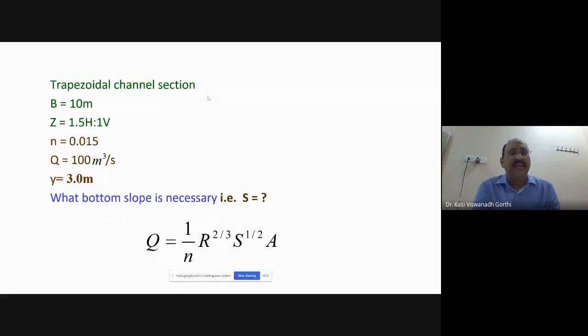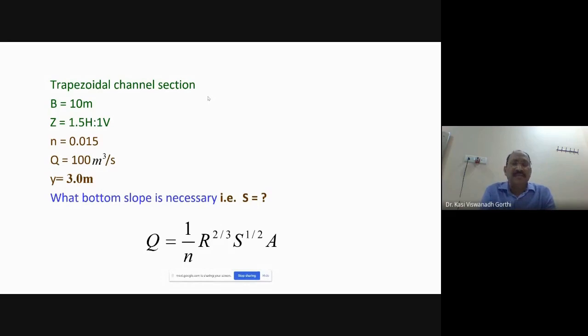Trapezoidal channel section. Bed width 10 meters, and side slopes 1.5 horizontal to 1 vertical. N is 0.015. The discharge Q is 100 meter cube per second. Depth of flow Y is 3 meters. What bottom slope is necessary? That means what should be the value of longitudinal slope? S is how much. This is what is required to be found.